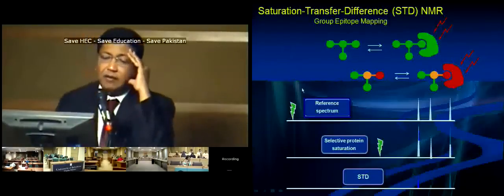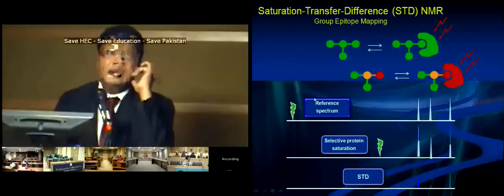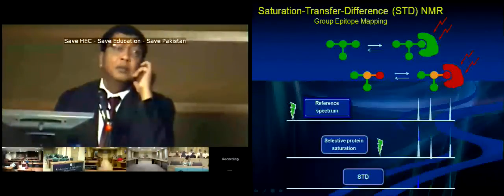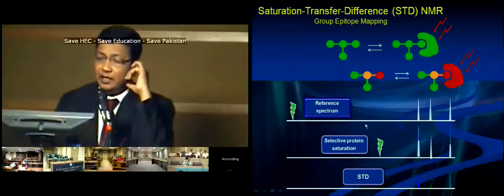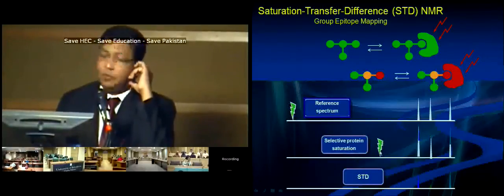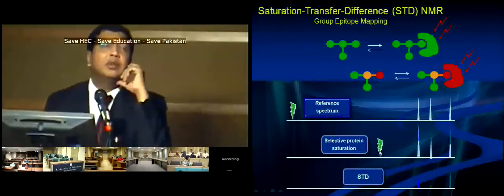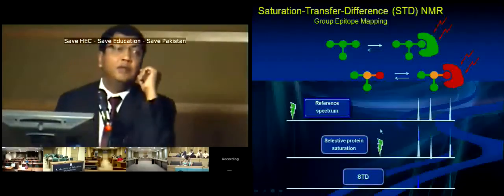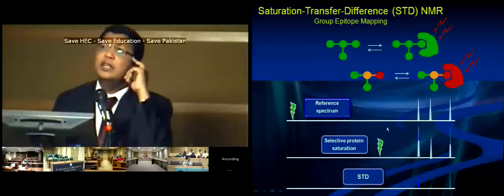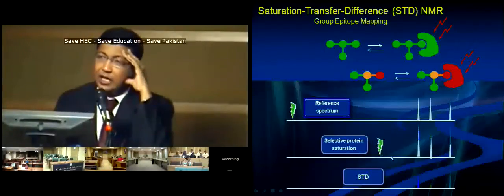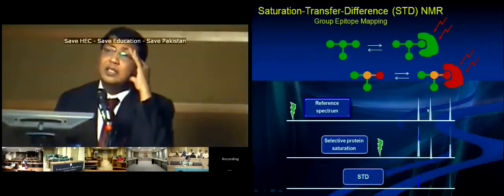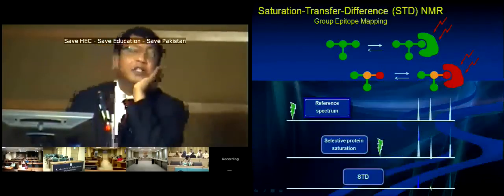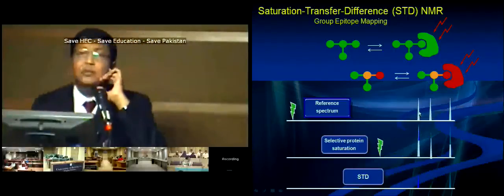So this is a reference spectrum, a control experiment in which there was no proton of protein. This is your NMR of the ligand. Then this is the NMR of the protein. Let's say between 4 and 5 you have lots of protons in the protein. The alpha proton of every amino acid comes between 4 and 6, right? So when you irradiate that particular region, then you would have an NMR of the ligand. If you subtract this from this, you get the difference. And this is called saturation transfer difference.